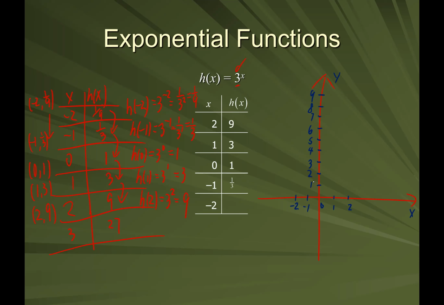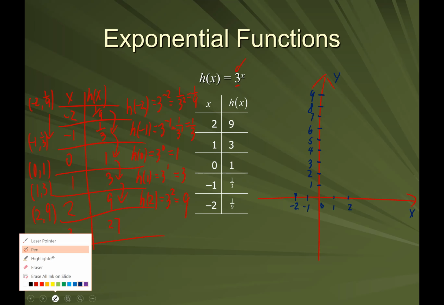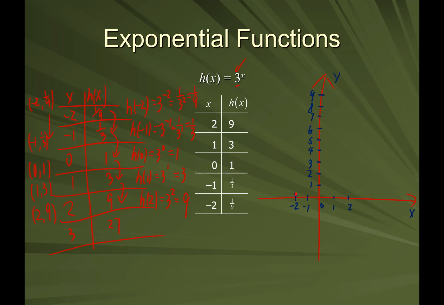And we start plotting those ordered pairs. -2, 1/9. So it's very, very close to 0 here. And I'm using a different color. Okay, so right here. And then the second ordered pair is -1, 1/3. So it's 1/3 of this 1 unit here. So it's here. And then after that, 0, 1, 1, 3, and 2, 9. As you can see, it's growing a lot faster.